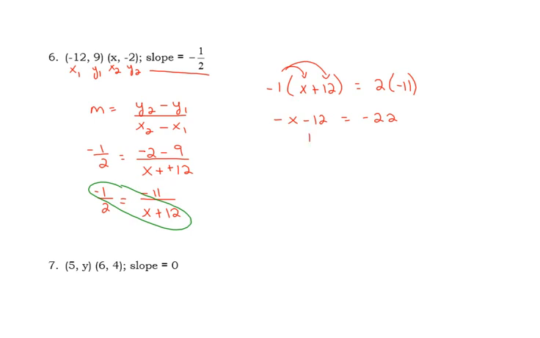Remember, we're solving for x, so we want to add 12 to both sides. We get negative x equals negative 10. Divide both sides by negative 1, so x is equal to positive 10.